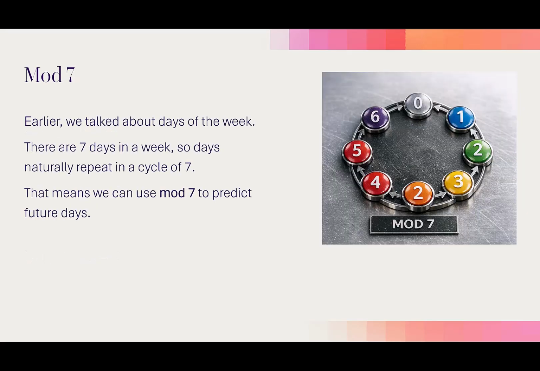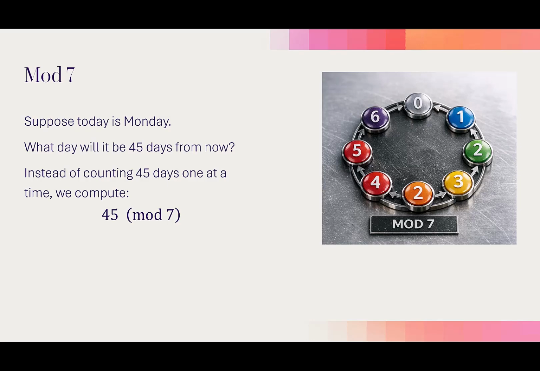Let's go back to mod 7. Earlier, we talked about days of the week. There are 7 days in a week, so naturally they repeat in a cycle of 7. That means we can use mod 7 to predict future days. So suppose today is Monday. What day of the week will be 45 days from now?